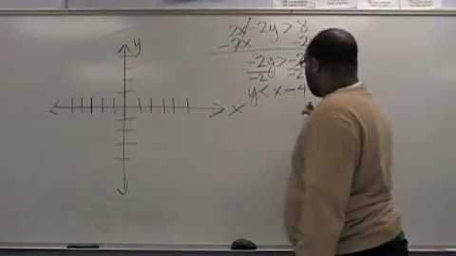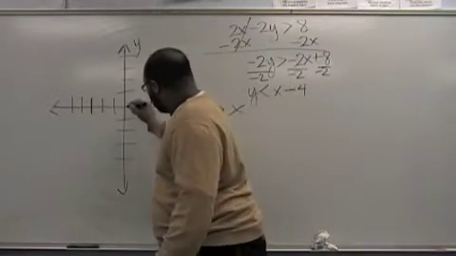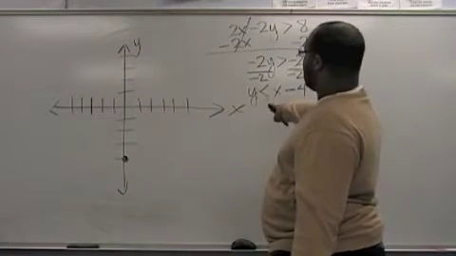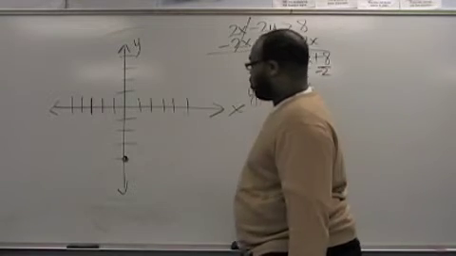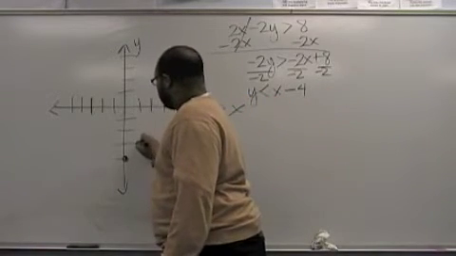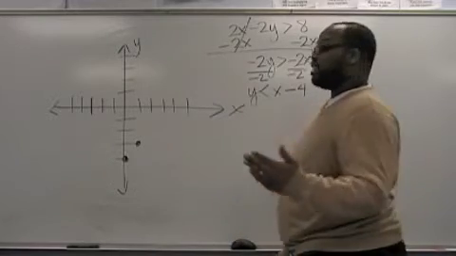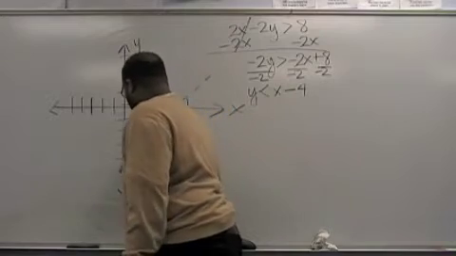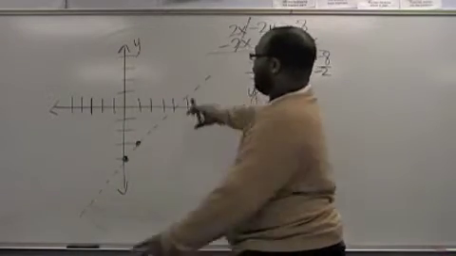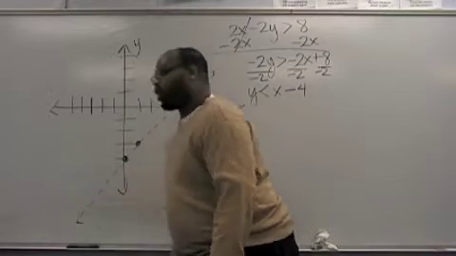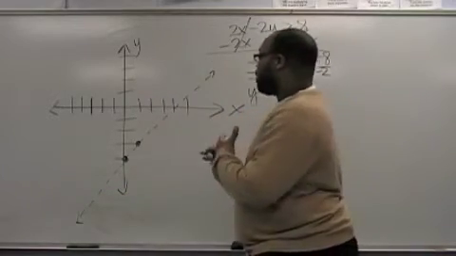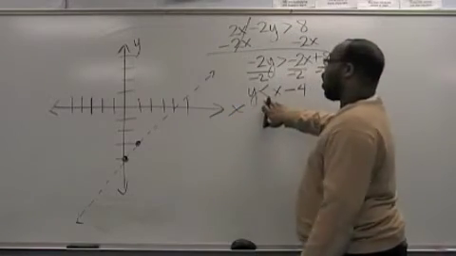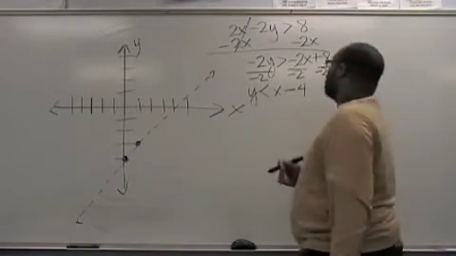So let's take a look at our starting point. It's negative 4. 1, 2, 3, 4. And our slope is 1. So we'll go up 1 space and over 1 space. And don't forget, this is now a dashed line. Meaning that the line is not actually a part of our solution. The half plane that we shade will be a part of our solution, but not the actual line, because our graph is less than the line. So let's take a look at it.